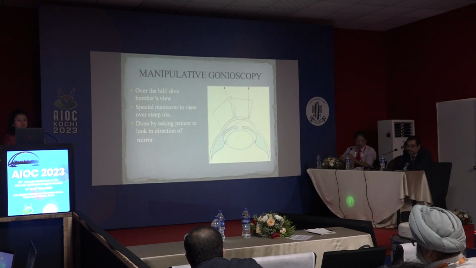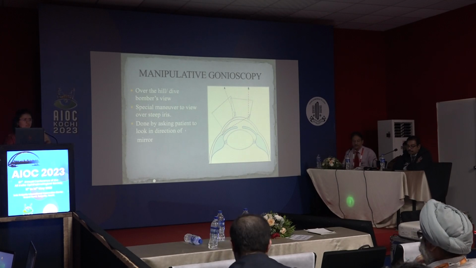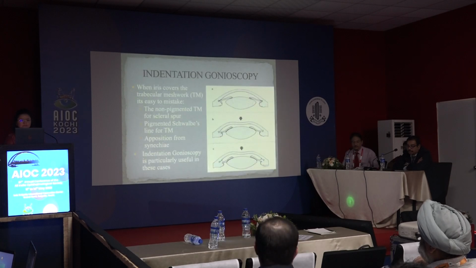So apart from this, you should also know what is manipulative gonioscopy. It is a special maneuver to see beyond steep irises. One just asks the patients to look down or look up, look into the direction of the mirror. That way you can see the part of the angle which is not visible in the primary position.